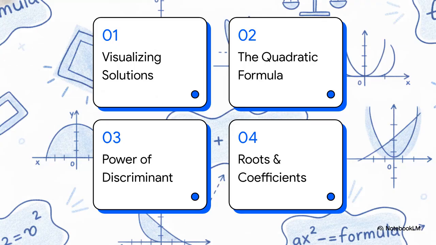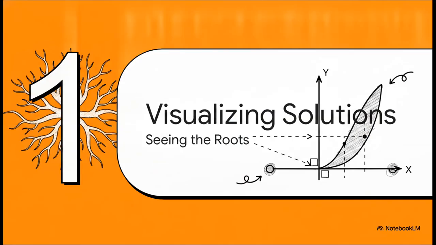Welcome to today's Explainer, students. We're going on a bit of a masterclass journey today to deeply understand quadratic equations layer by layer. We will be looking at 4 key areas: visualizing solutions, the quadratic formula, the power of the discriminant, and finally, how roots and coefficients are connected. Let us get started.